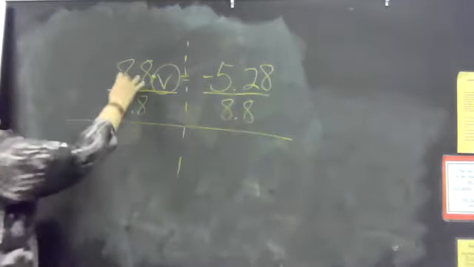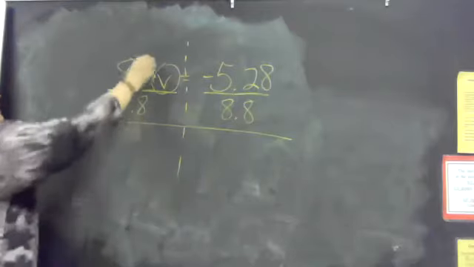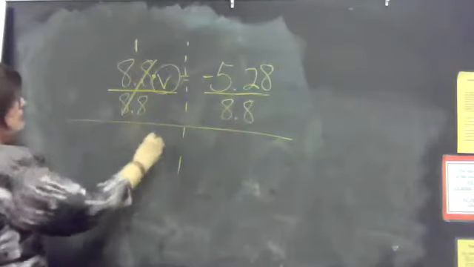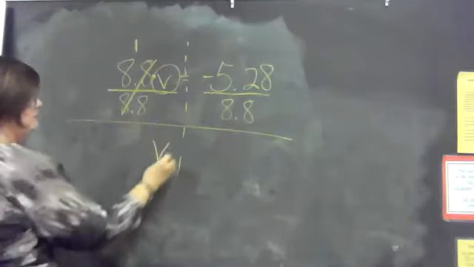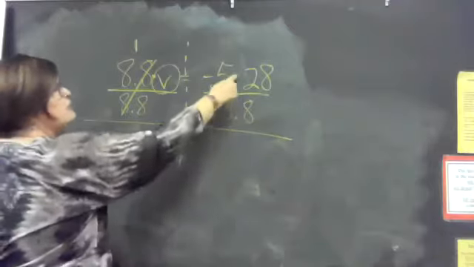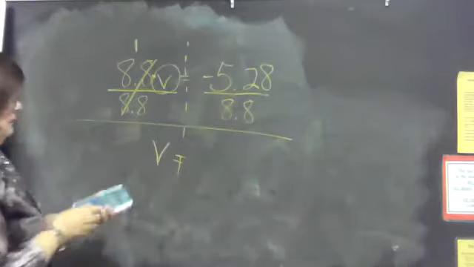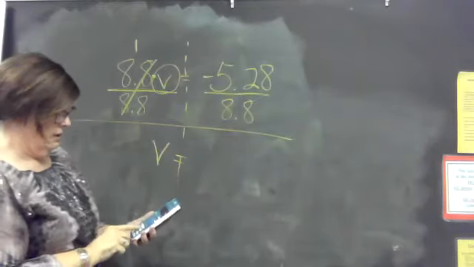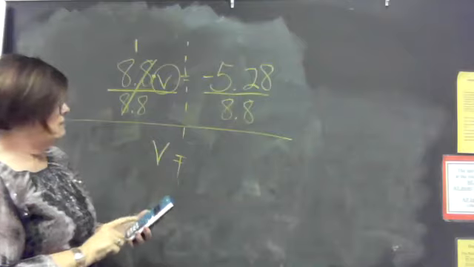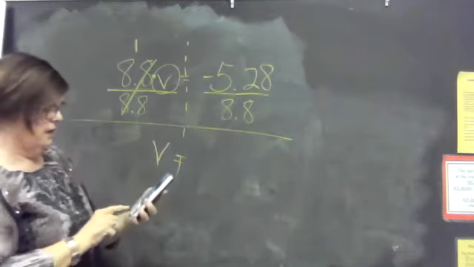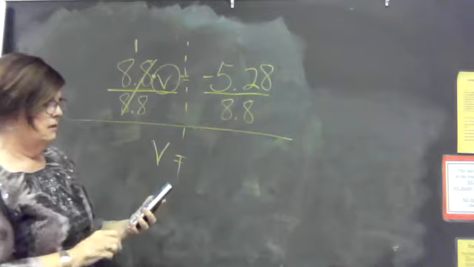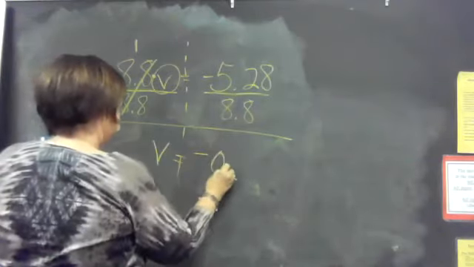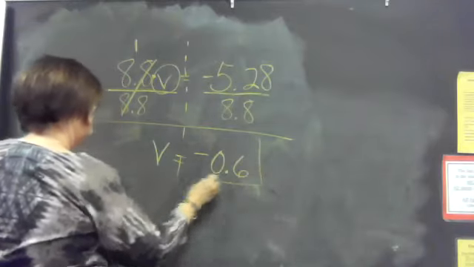Now, 8.8 divided by itself is always going to be 1. So I have 1 V left over, and we don't write the 1. And I simply use my calculator. When I do decimals, I always check to make sure. So we've got -5.28 divided by, because the fraction line means divide, 8.8. You get 0.6. We have -0.6.